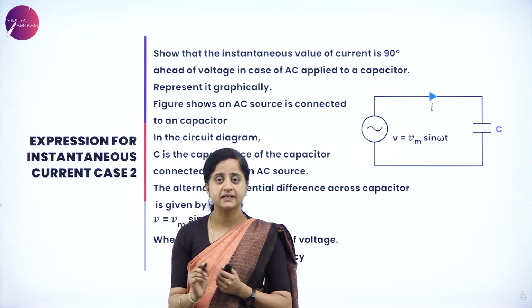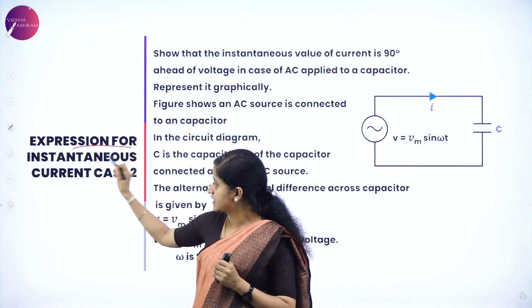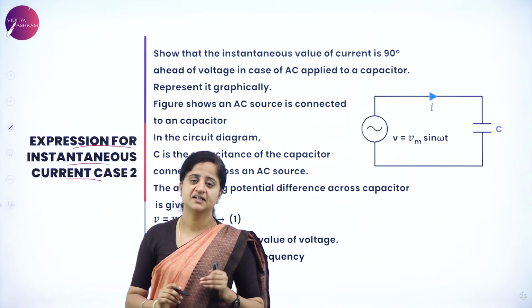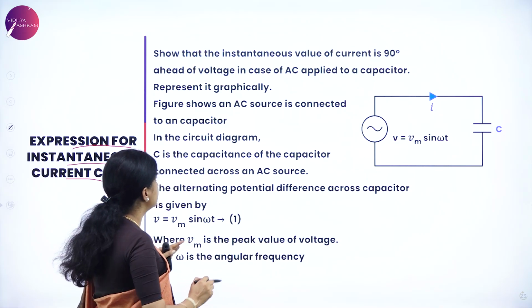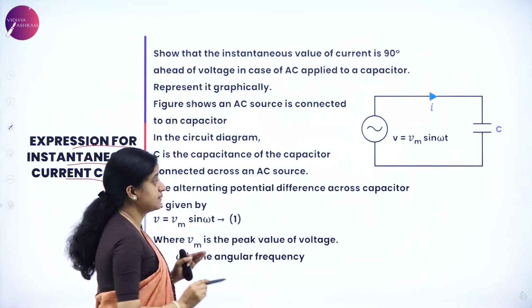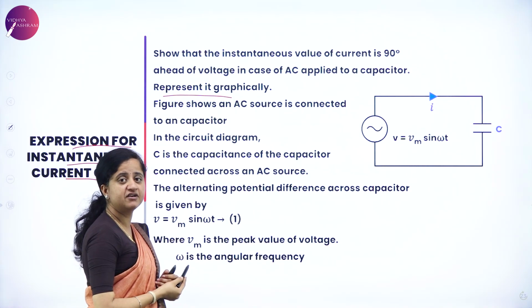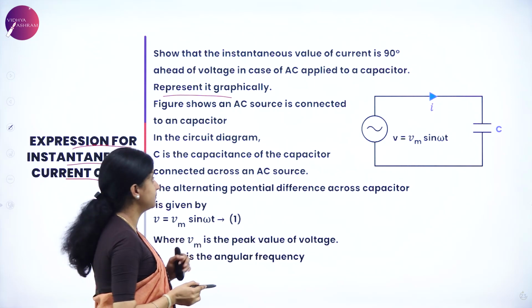What if an AC voltage is applied to a pure capacitive circuit? So we will derive an expression for instantaneous current in this case. Let's derive an expression for instantaneous current when an AC source is applied to a pure capacitive circuit, and also we have to represent this in phasor diagrams, which means a graphical representation.